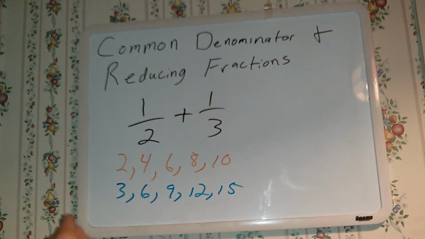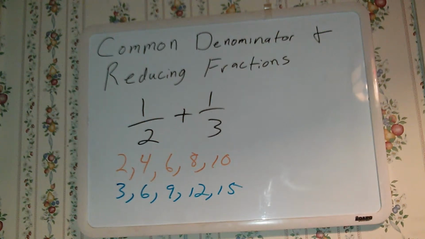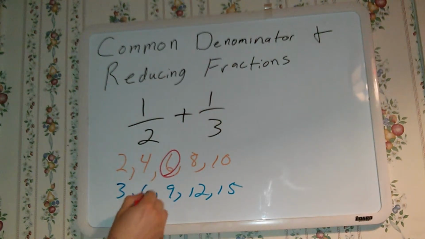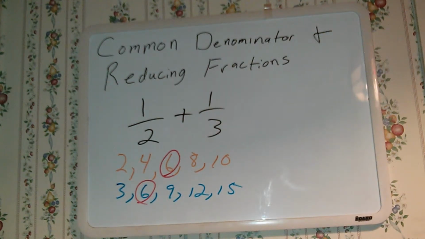Now, I recommend just running out the first 5 multiples. Sometimes you'll find a link in between them. So if we look, we've got a 6 here and a 6 here. So we found our least common denominator by finding the multiple that they share furthest to the left.